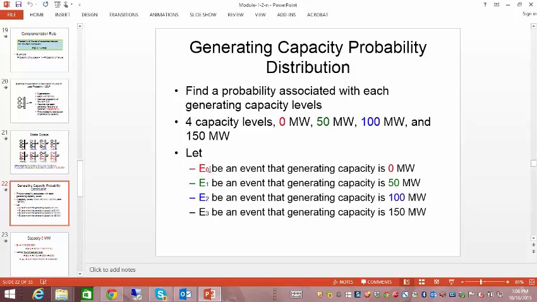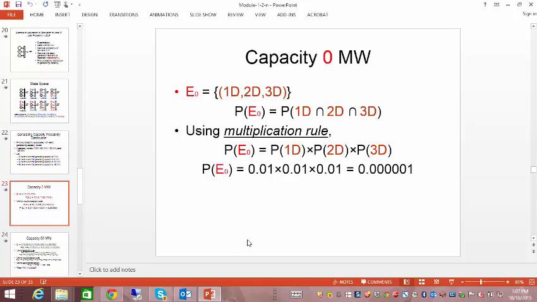So we can designate each one of these capacity levels by an event: E0, E1, E2, E3. So E0 is 1 down, 2 down, 3 down. So this means the probability of this event is 1 down and 2 down and 3 down. So here we can simply apply the multiplication rule. Probability of 1 down times probability of 2 down times probability of 3 down, and this will be the value over here.